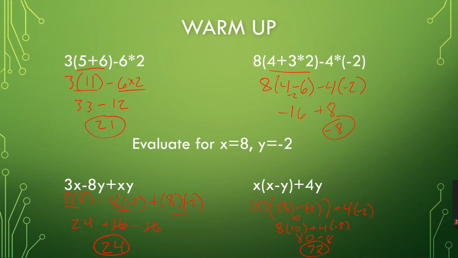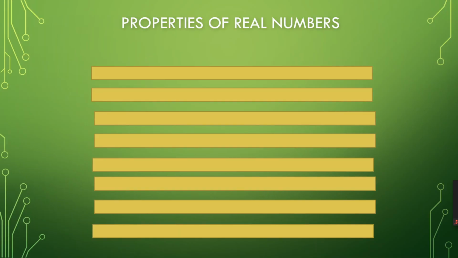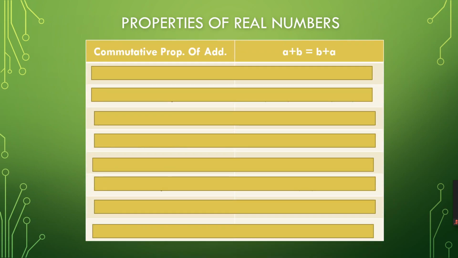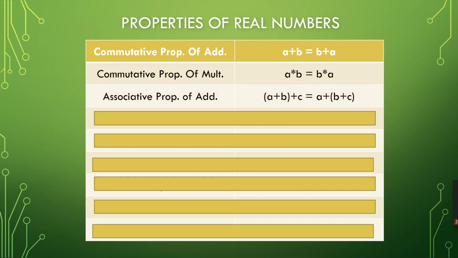All right, so there's some warm-ups from the first half of the chapter. So let's get into the second half of the chapter. So properties of real numbers. There's a big list of properties that we took down. First one is commutative property. We have it for addition and multiplication. It says it doesn't matter the order that you add or multiply, you're going to get the same answer.